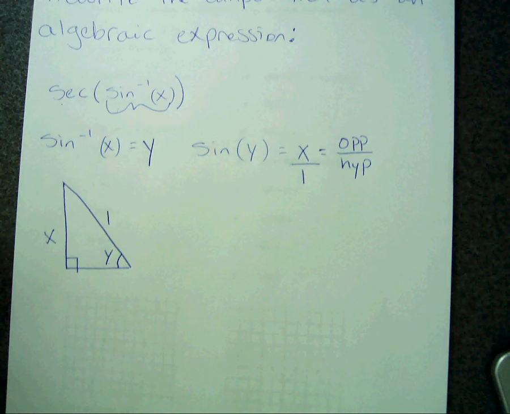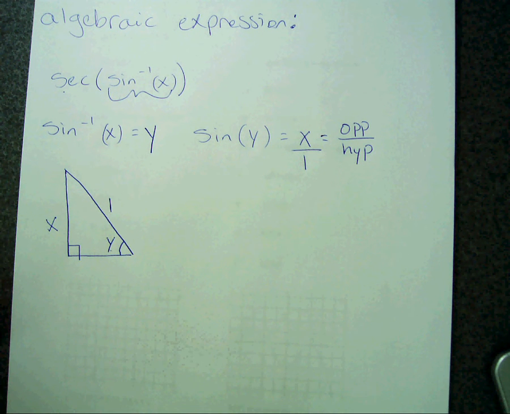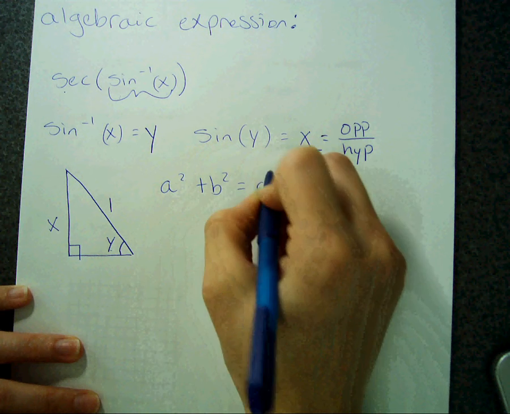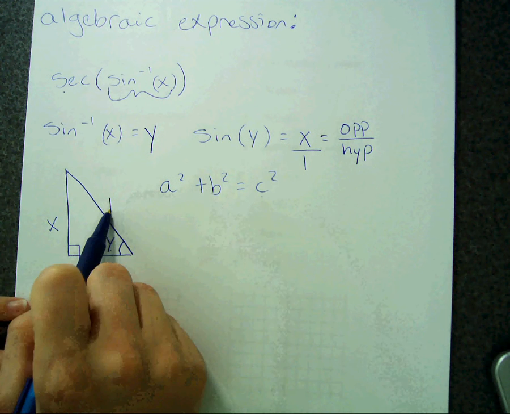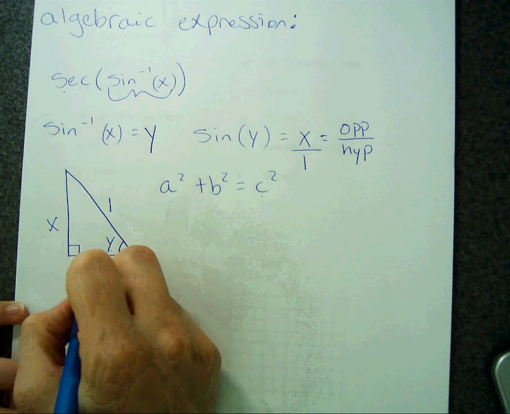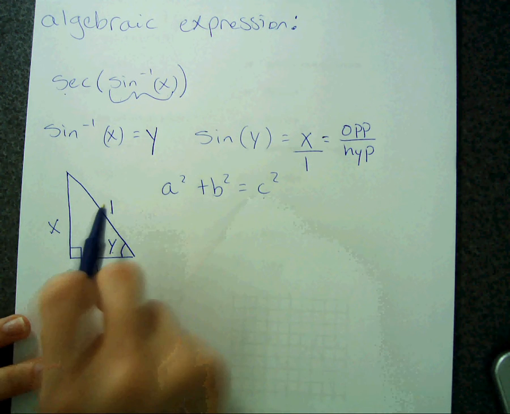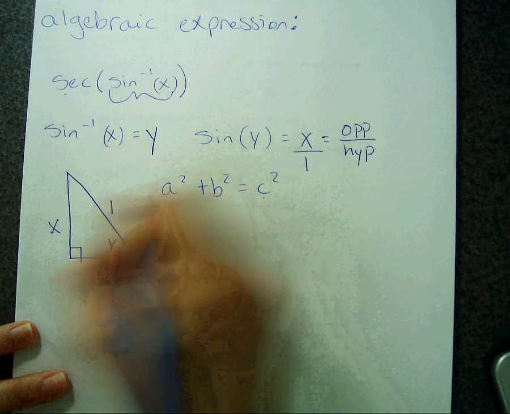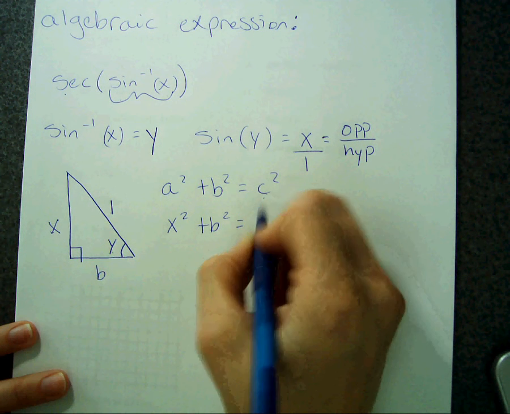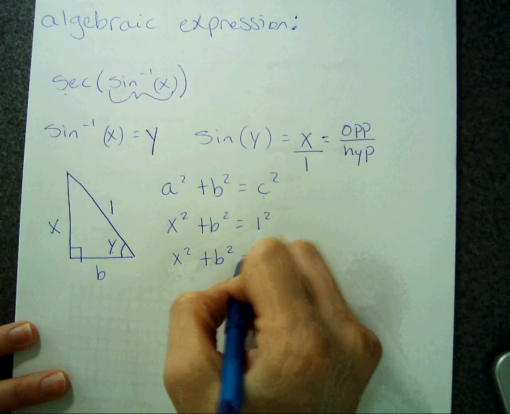So now I have 2 out of the 3 sides, so I can use the Pythagorean theorem to find the third side. So a squared plus b squared equals c squared. C is always my hypotenuse, so I know c will be 1. I'm going to let x be a and say I'm finding b. It doesn't matter if you did that the other way, that's fine as long as c is 1. So I have a is x, so I have x squared plus b squared equals 1 squared. So x squared plus b squared is 1.